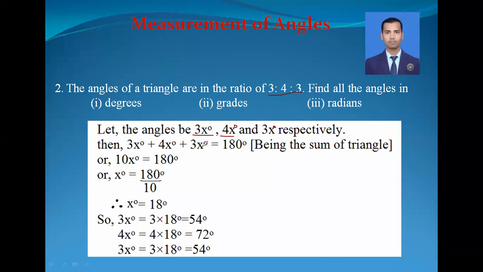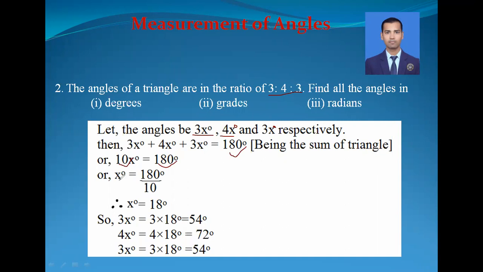As we know, after adding the 3 angles of a triangle we get 180 degree because of the sum of a triangle. So the sum of the 3 angles of a triangle is equal to 180 degree. Then 3x plus 4x plus 3x is equal to 10x after adding all the x. So 10x is equal to 180 degree. I think there isn't any confusion.